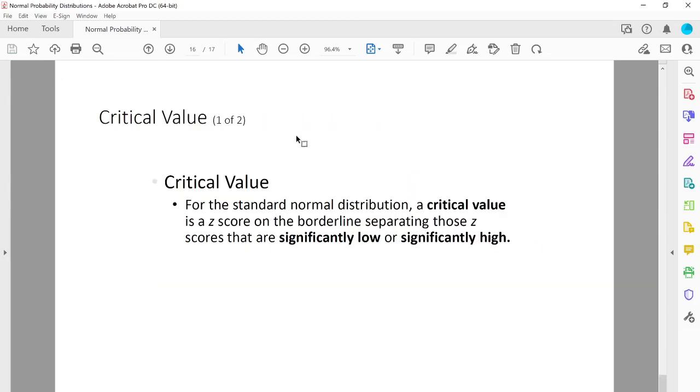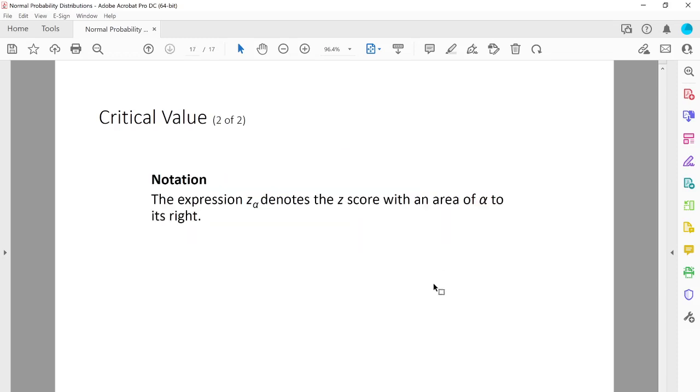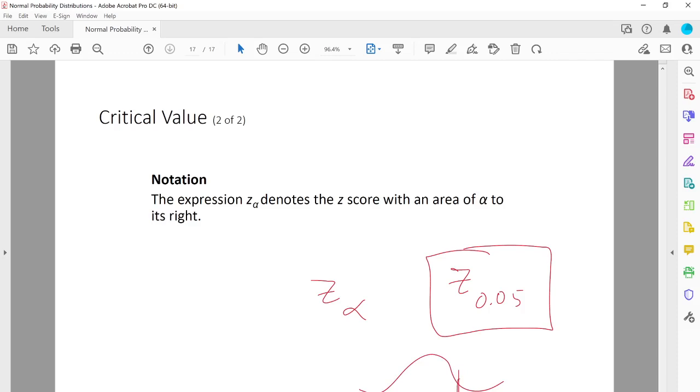Okay, there is one more thing we have to find in this section, called the critical value. For the standard normal distribution, remember, we can only find the critical value for the standard normal distribution. A critical value is a z-score on the borderline separating those z-scores that are significantly low or significantly high. The expression z sub alpha denotes the z-score with an area of alpha to its right. So let's say z sub 0.05. This denotes the z-score with an area of alpha to the right. So you are trying to find a z-score such that to the right of that z-score the area is 0.05. That is the meaning of this notation z alpha.